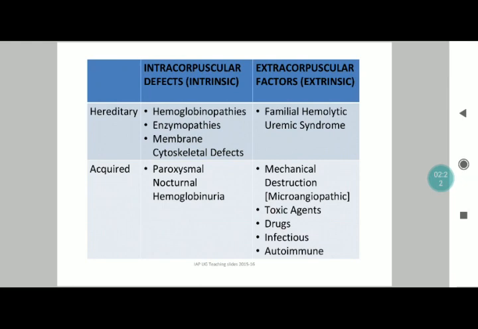Now, if we further study these a little bit more in detail, the intracorpuscular defects, that is intrinsic ones, which can be hereditary, include hemoglobinopathies, enzymopathies, or membrane cytoskeletal defects, and the acquired causes within can be paroxysmal nocturnal hemoglobinuria. Whereas if we consider the extracorpuscular factors, that is extrinsic ones, the hereditary cause is only familial hemolytic uremic syndrome, whereas the acquired causes list goes on and on with microangiopathic hemolytic anemia, toxic agents, drugs, infectious causes, and autoimmune agents as well.